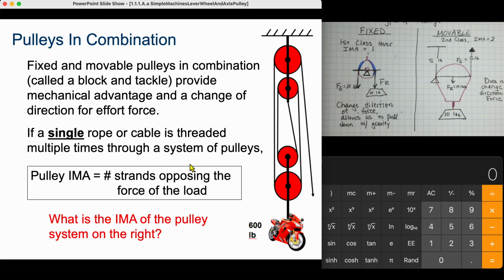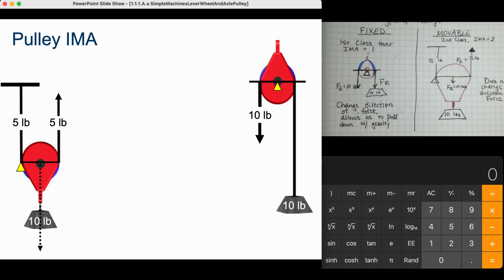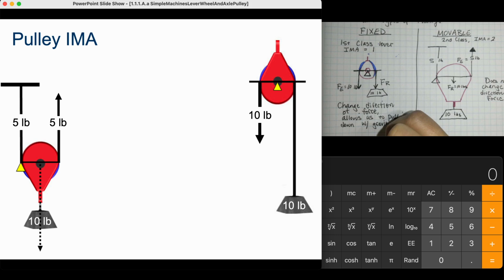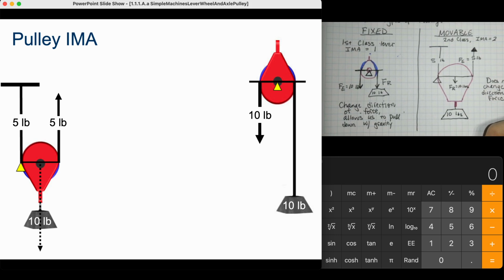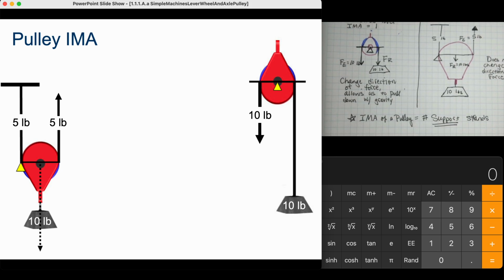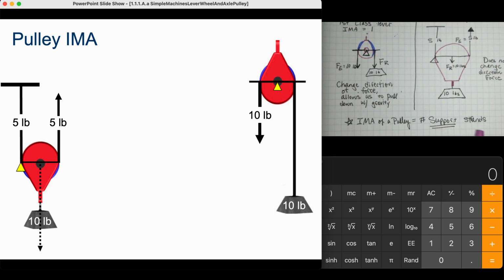Now, let me actually back up here. So the big trick, IMA of a pulley is equal to the number of support strands. I put strands. Okay, so when I say support strands, you couldn't read that at all. There you go. IMA is equal to the number of support strands for a pulley.